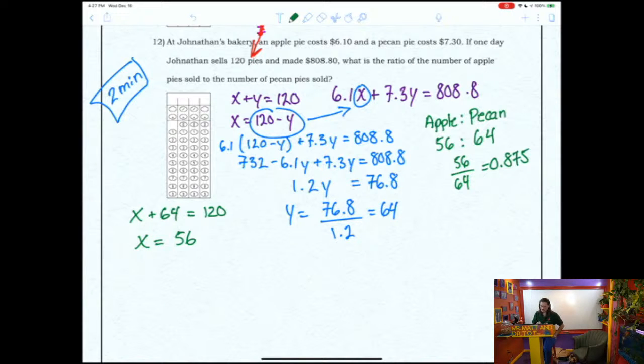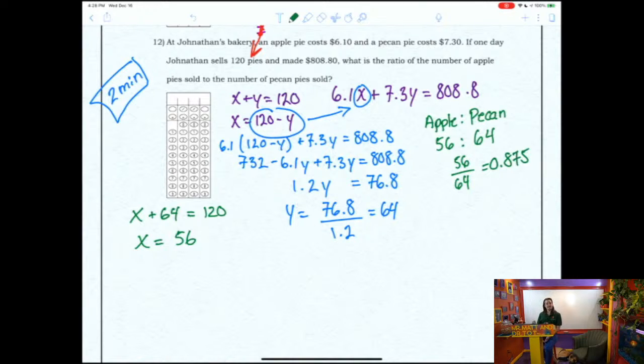6.1 times 120 is going to give us 732. 6.1 times negative y is going to be a negative 6.1y. And then 7.3y minus 6.1y is going to be 1.2y. So we have 1.2y is equal to, and subtracting the 732 on both sides, we're going to get 808.8 minus 732, which is 76.8. Finally, dividing by 1.2 on both sides, we're going to find y, or the number of pecan pies sold, to be equal to 76.8 divided by 1.2, which is 64.